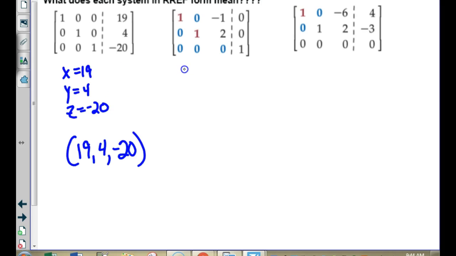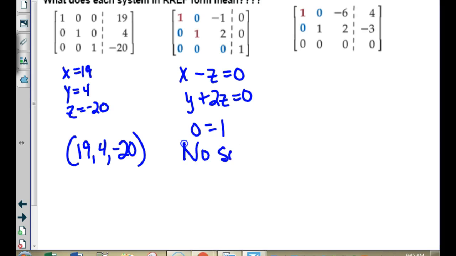Okay, the second one says what? No. It says X plus 0y minus Z equals 0. And then it says y plus 2z equals 0. The last one, though, says 0 x's, 0 y's, and 0 z's somehow equals 1. Can 0 equal 1? Okay, so this is the one that's no solution.